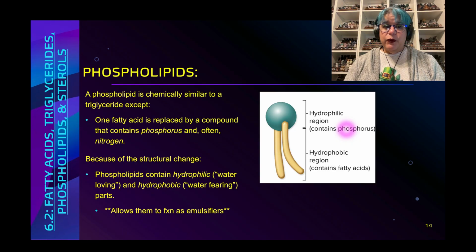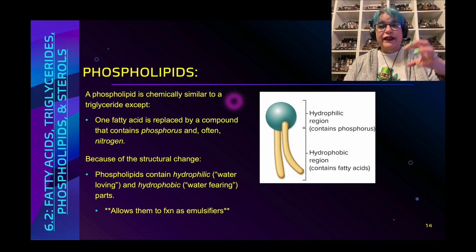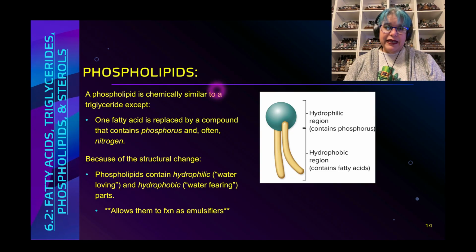So another type of lipid we're going to talk about are phospholipids. Phospholipids are chemically similar to the triglyceride in the fact that you've kind of got a head with tails hanging off of it. But in this case, you have a hydrophilic phosphorus containing region, hydro, water, philic, loving, and then you've got two hydrophobic, water fearing tails that contain our little fatty acid chains. So one fatty acid is replaced by a compound that contains phosphorus and often nitrogen.